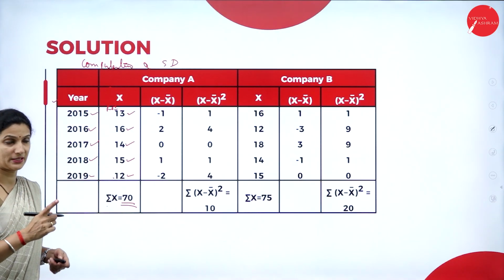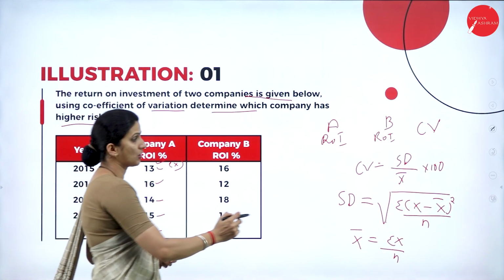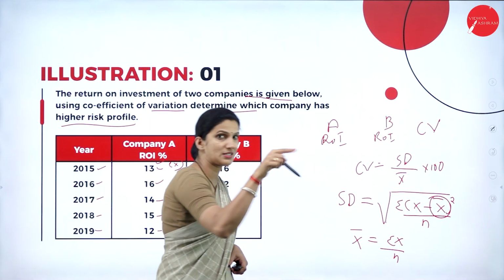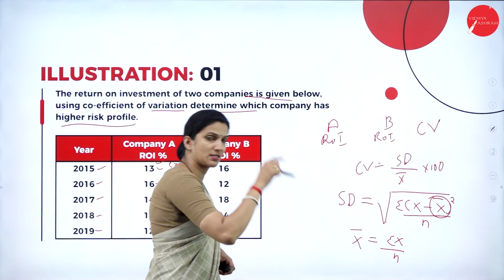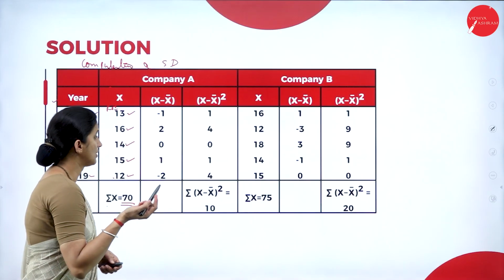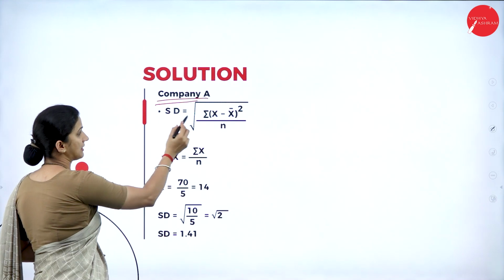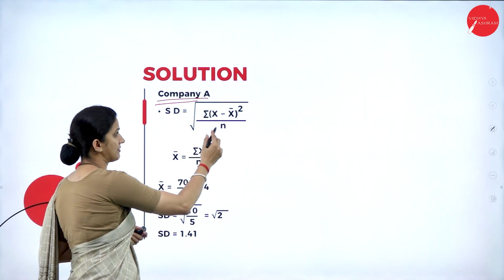So first step, we'll calculate what is X bar. So in order to calculate your standard deviation, first we need to know what is X bar. So your X bar formula is sigma X divided by N. So here we'll go for the company A standard deviation. This is the formula: square root of sigma X minus X bar square divided by N.